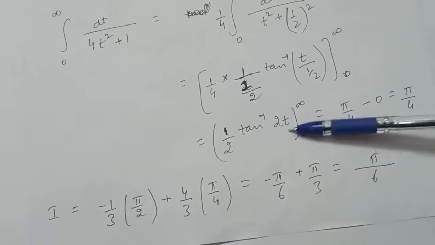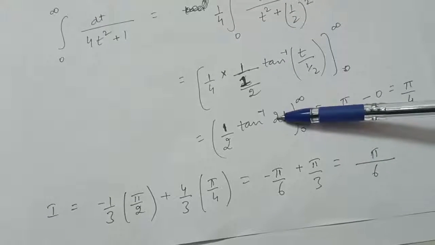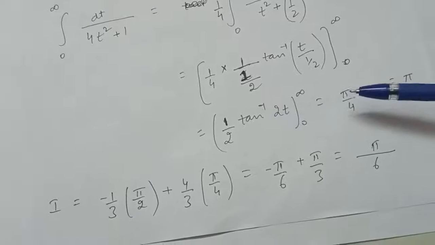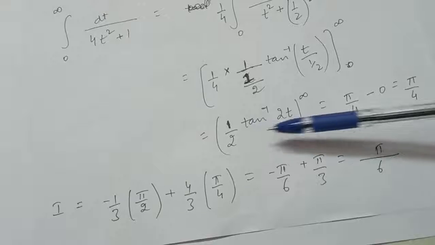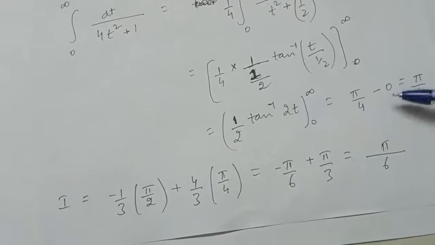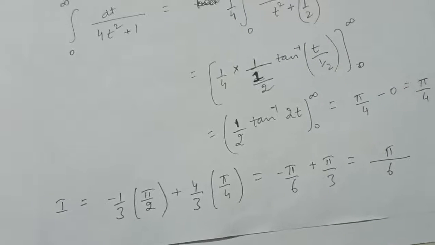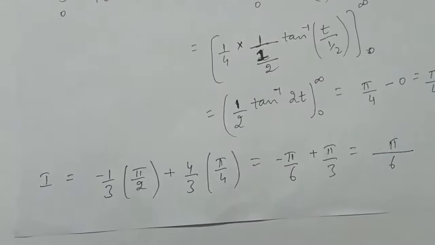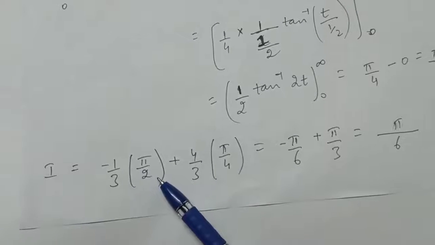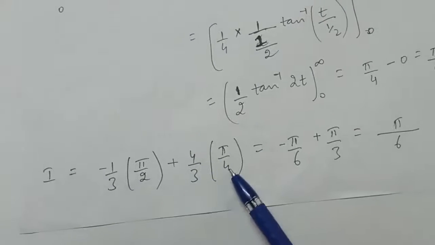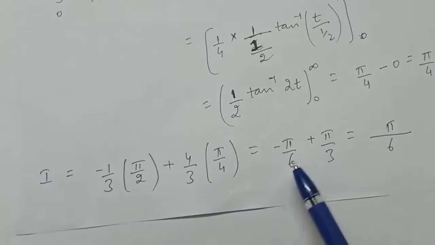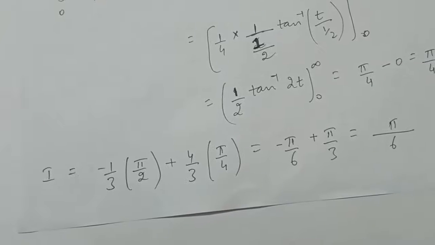Now put infinity in place of t. This will become infinity, and tan inverse infinity is pi by 2. Pi by 2 into 1 by 2 is pi by 4, minus, when you put 0 in place of t, you will get 0. So pi by 4 minus 0 is pi by 4. So the given integral I will now be equal to minus 1 by 3 into pi by 2 plus 4 by 3 into the value of this integral, which is pi by 4. So you will get the answer as pi by 6.